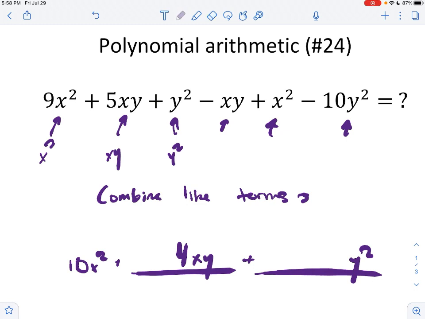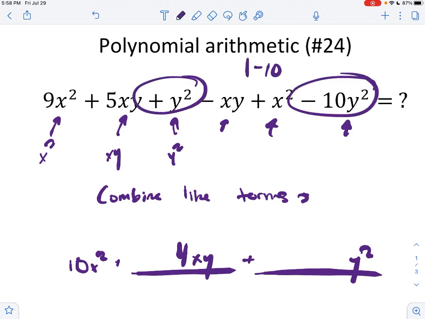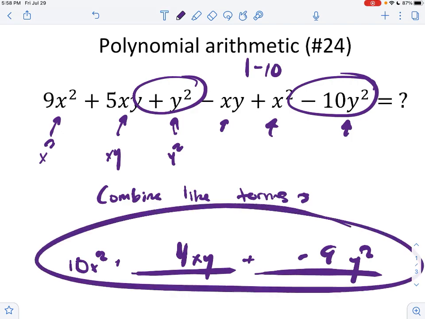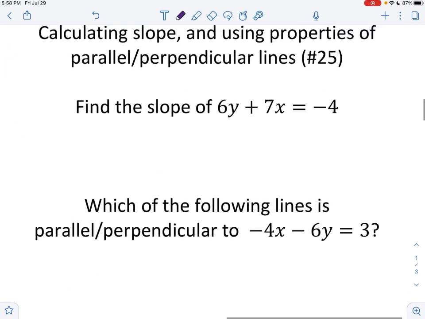And then the last one is the y squared, positive 1y squared, negative 10y squared. So 1 minus 10, negative 9y squared. This is your answer, okay? That's how you do polynomial arithmetic, just combining like terms.